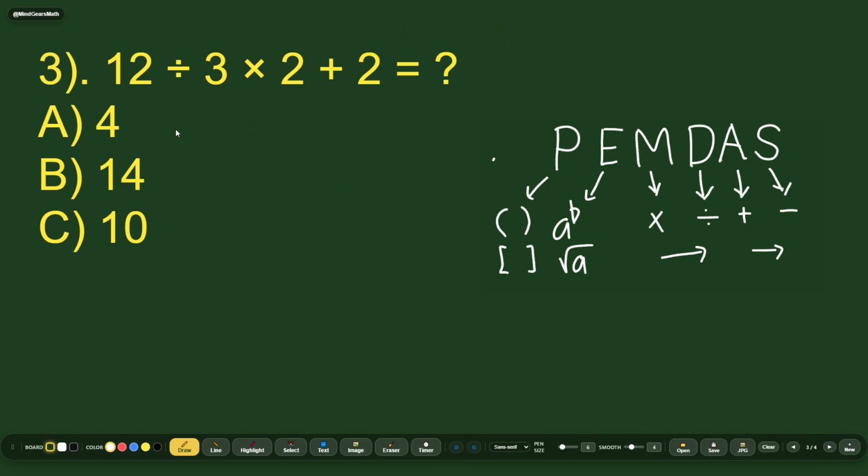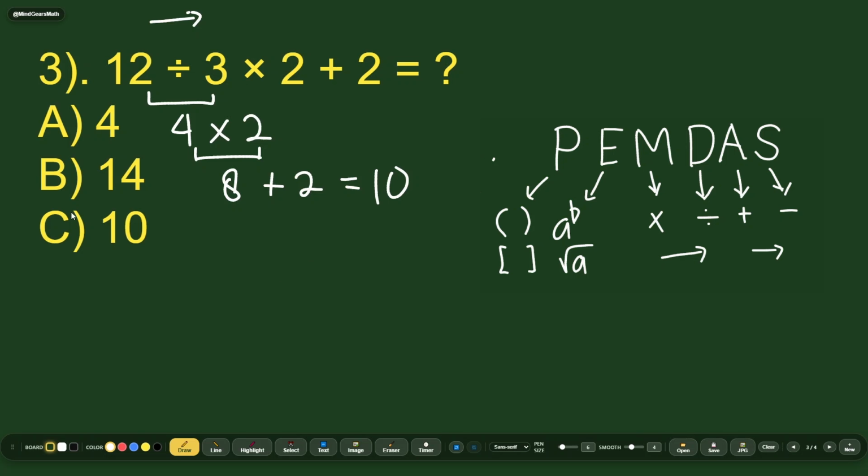Question 3. 12 divided by 3 times 2 plus 2. So remember the PEMDAS rule. For this question, we solve it left to the right. 12 divided by 3 equals 4. Then 4 times 2 equals 8. 8 plus 2 equals 10. So the correct answer is 10.